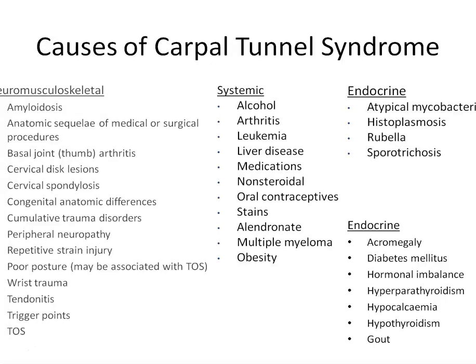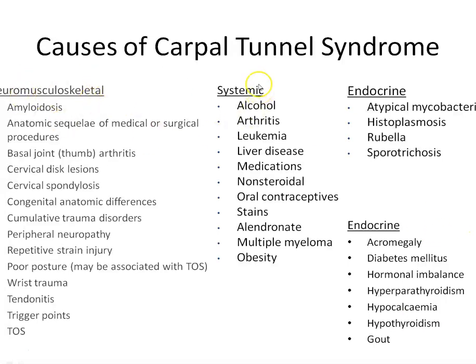Causes of carpal tunnel syndrome. You can see there are a lot. So typically, it's going to be from an occupational hazard, such as increased gripping, tasks that require a lot of repetitive motion with a lot of force. However, there are other more systemic conditions that increase the risk for developing carpal tunnel.